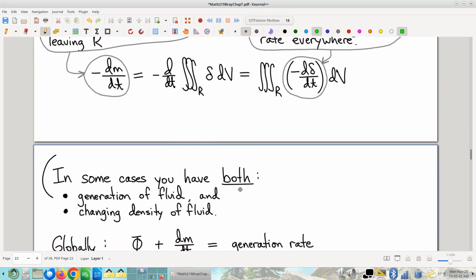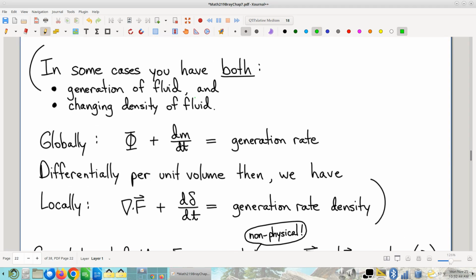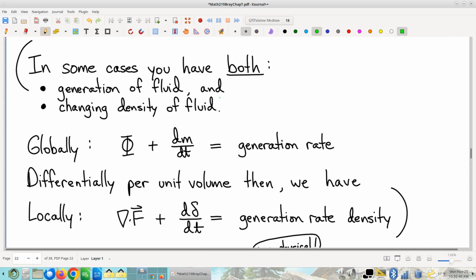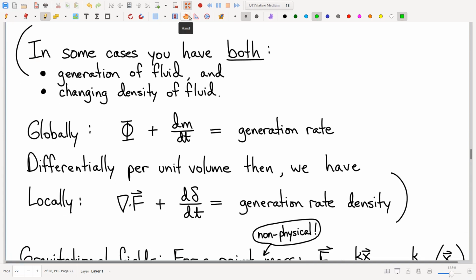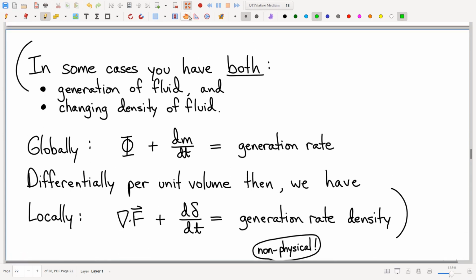Very quickly, this is really not anything we're going to worry about in any serious sense, but you can generalize to scenarios where you might have both. You might have fluid being generated, and at the same time, you might have density also changing. Ooh, okay, so neither of our previous examples would qualify as such. And how would you deal with this?